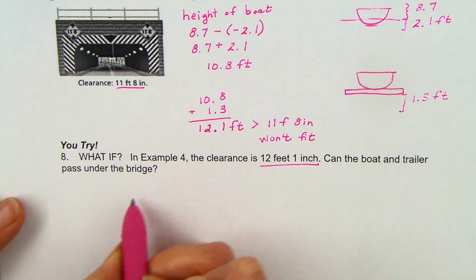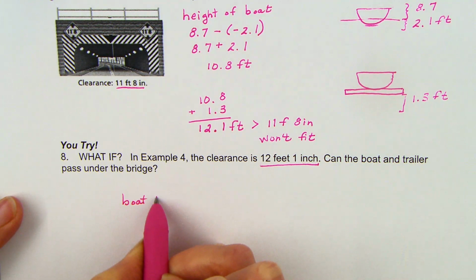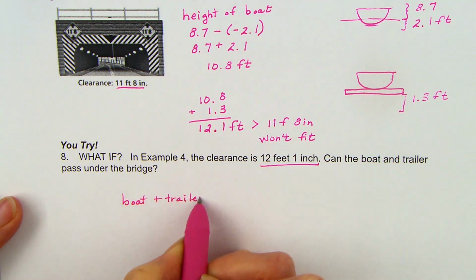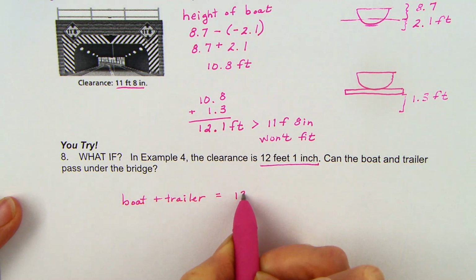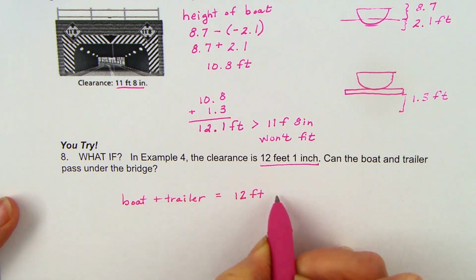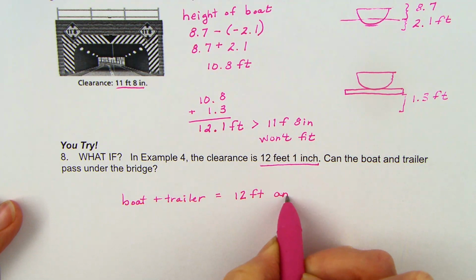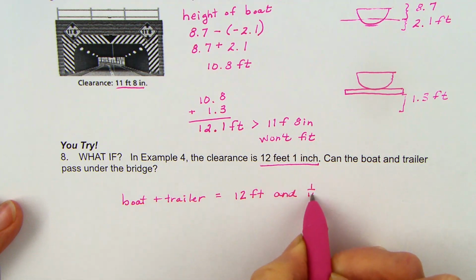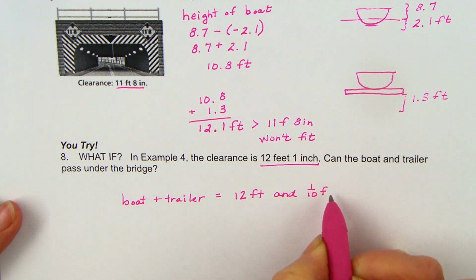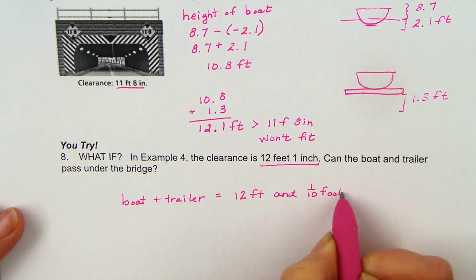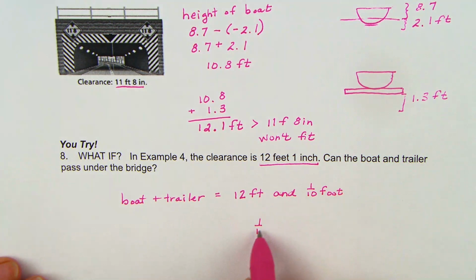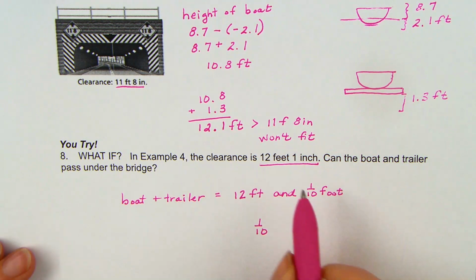Let's see, so our boat plus trailer equals 12 feet plus 1/10 of a foot. Which is greater, 1/10 or an inch? Sorry, yes, this is 1/10 of a foot, and an inch is 1/12 of a foot.